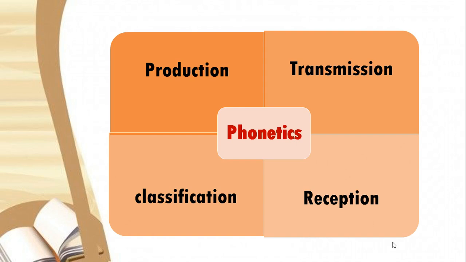Vowels and consonants are two classifications of speech sounds in the English language. Like that, we have உயிரெழுத்துக்கள் and மெய்யெழுத்துக்கள் in the Tamil language. Reception is the way in which the receiver, the hearer, or the listener listens to and understands the speech sounds of the speaker. Next, we have phonology.